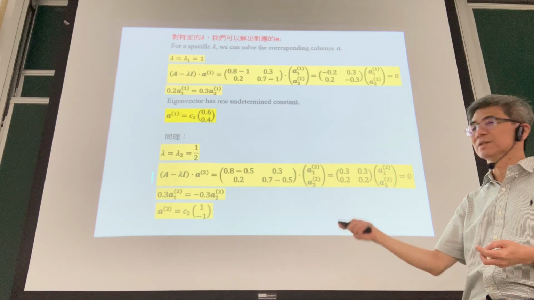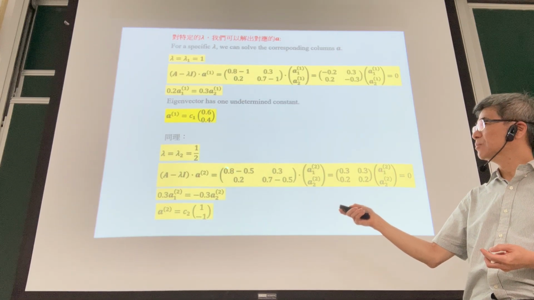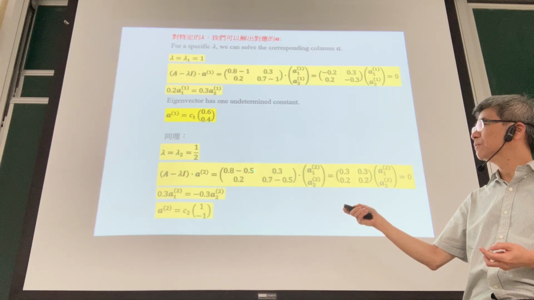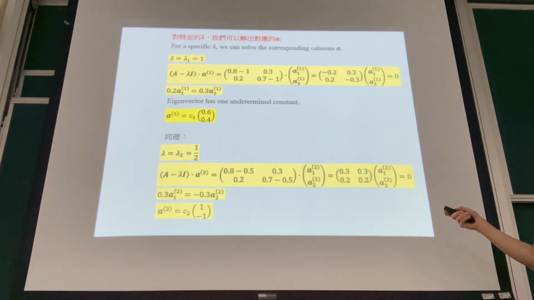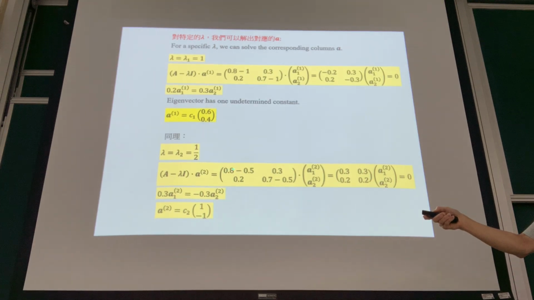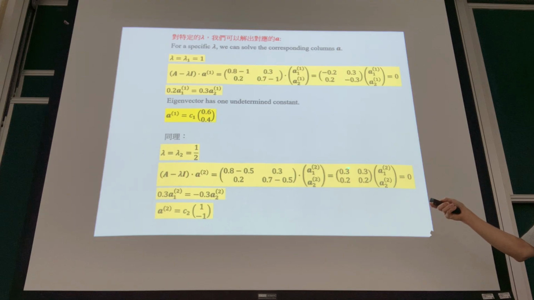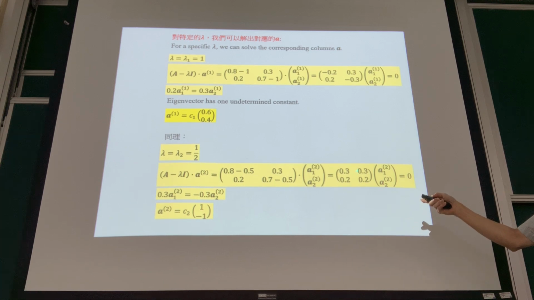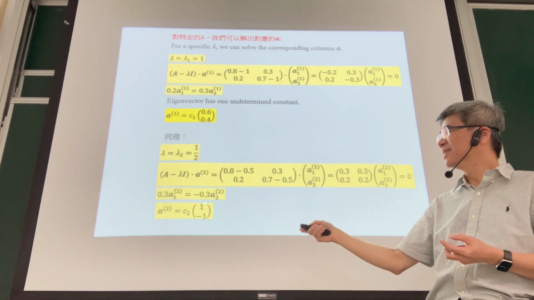I'll leave you to this exercise yourself. Then the matrix will become 0.8 minus 0.5. That's 1/2. And then it becomes 0.3, 0.3. 0.8 minus 0.5 is equal to 0.3. So the solution: 0.3 times A1 plus 0.3 times A2 equal to 0. Therefore, it gives you that A1 and A2.